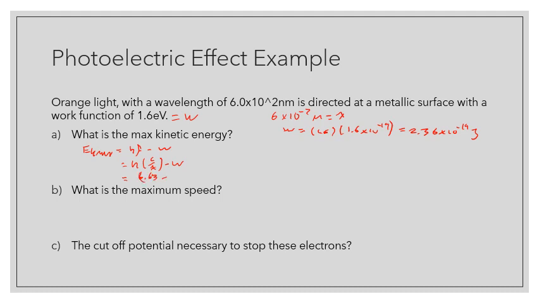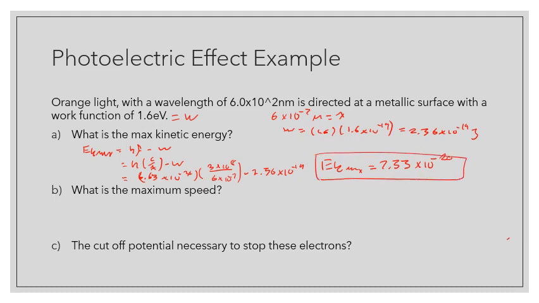6.63 times 10 to the negative 34 times 3 times 10 to the 8 over 6 times 10 to the negative 7, minus 2.56 times 10 to the negative 19. So Ek max comes out to be 7.55 times 10 to the negative 20. So this is max kinetic energy.